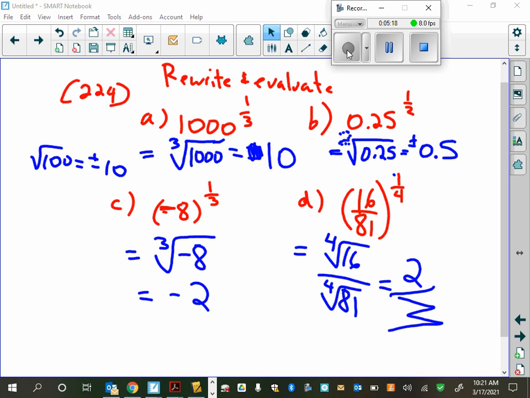Now, is it 2/3 or 3/2? You can't guess. This is the denominator. The root is the denominator, right? So whatever you say, cubic root, the denominator is 3. Fourth root, the denominator is 4. And this is the numerator, the exponent outside the bracket, or it could be here too. That's the numerator.